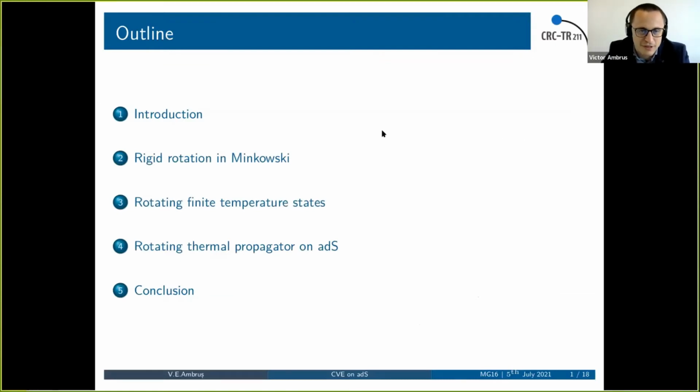This is the outline of my talk. I will start with the introduction slide. Then I will talk a bit about rigid rotation in Minkowski. Then I will describe rotating finite temperature states. I will show you the rotating thermal propagator on anti-de Sitter that I will use, and then some applications for the chiral vortical effect, and then I will conclude.